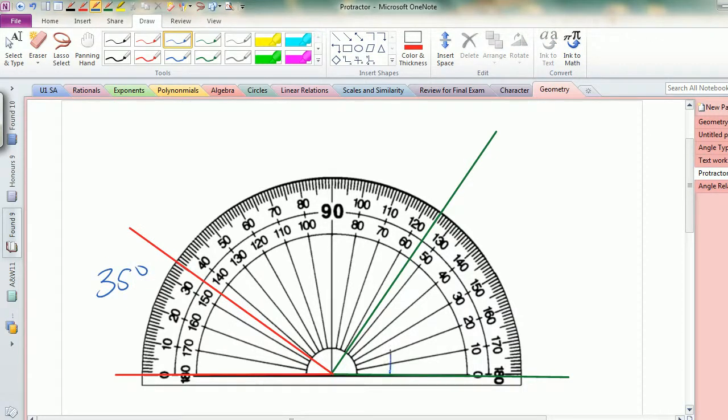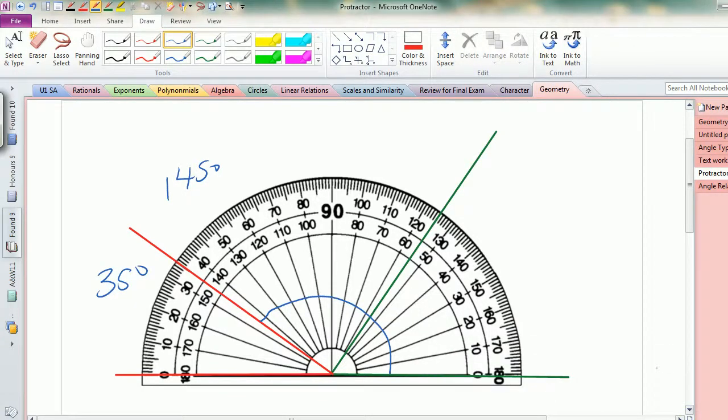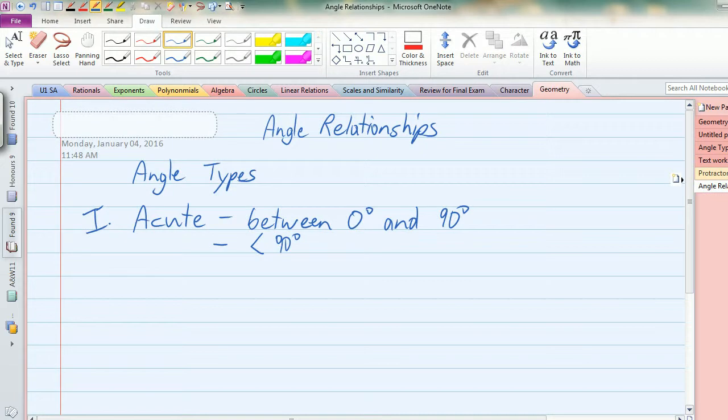What's the measurement of this angle right here? Right, 145 degrees. So for this one, you're going to make sure that you use the proper angle, and that one's going to be more than 90. What's that angle called? The angle past 90 degrees is an obtuse angle. Obtuse angle, exactly. So that's our next one. So acute between 0 and 90 degrees, the next one would be obtuse.